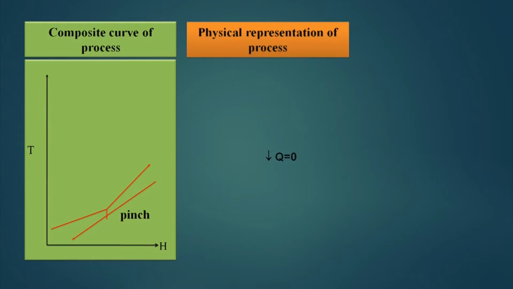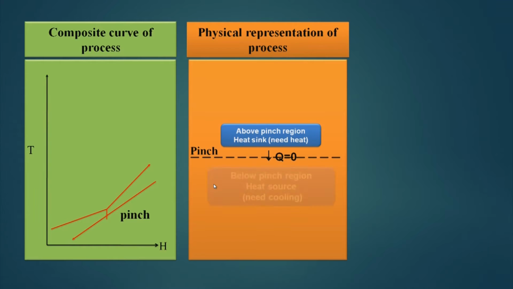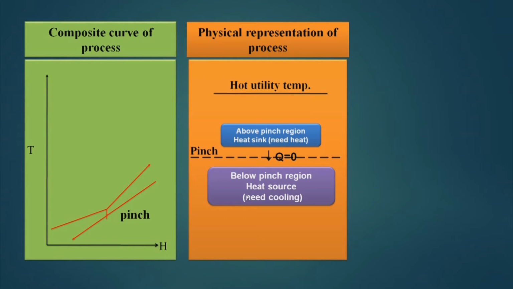Now, a composite curve is shown like this. This is a TH diagram and this is the pinch. Now, the physical representation of process: here the hot utility temperature is there. This is the above pinch region, which is a heat sink because it needs heat from outside, and the below pinch region is a heat source. It needs cooling, or it rejects heat into the cooling, and the Q is equal to 0 at this level, which is called pinch.